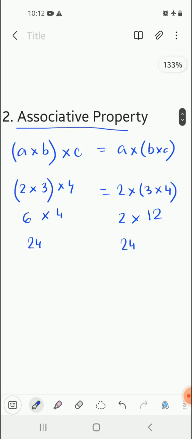So we can see both the answers are 24, which means that if we first multiply the first two numbers and then multiply its product with the third number, or if we find the product of the second and the third number and then multiply it with the first number, it makes no difference. So this is referred to as the associative property. We can say that these two are the same.